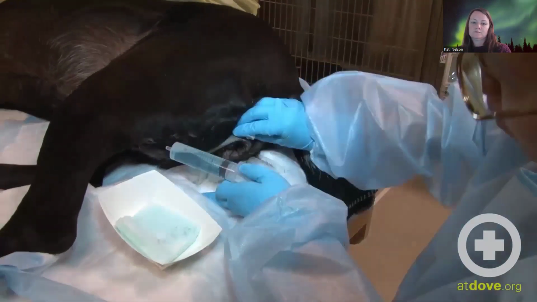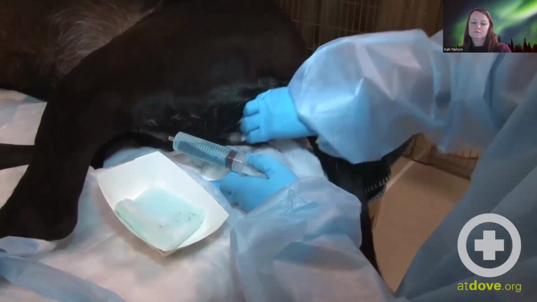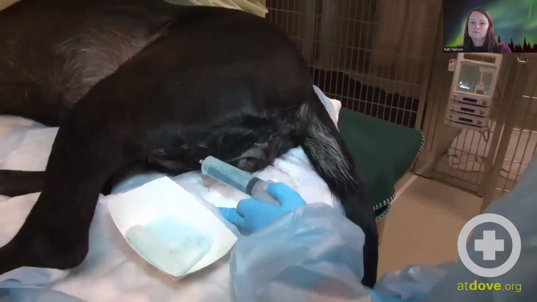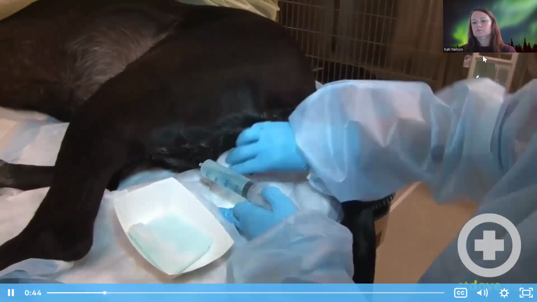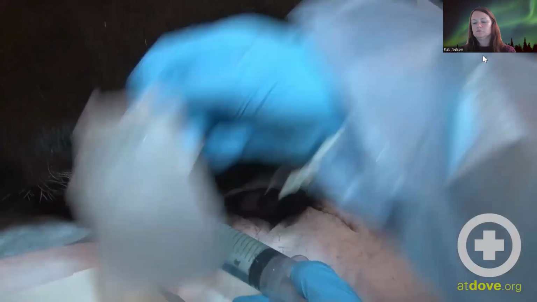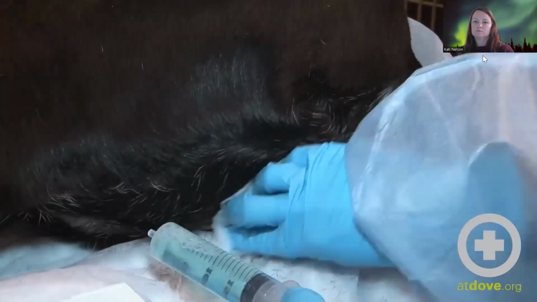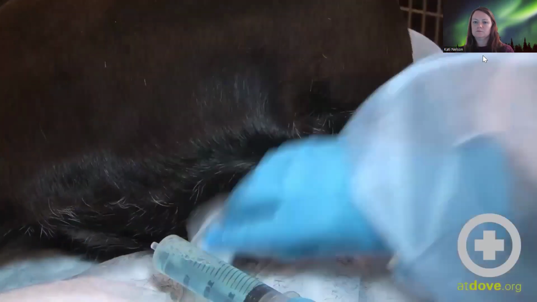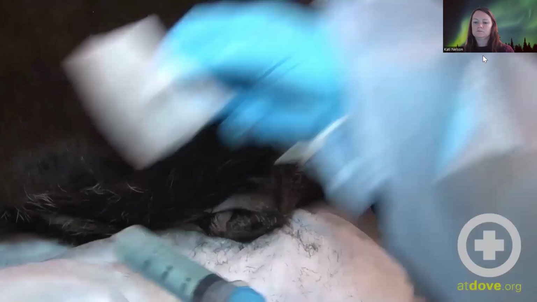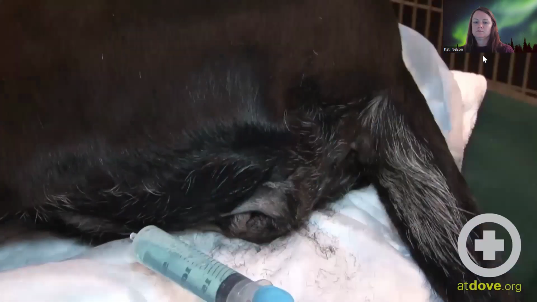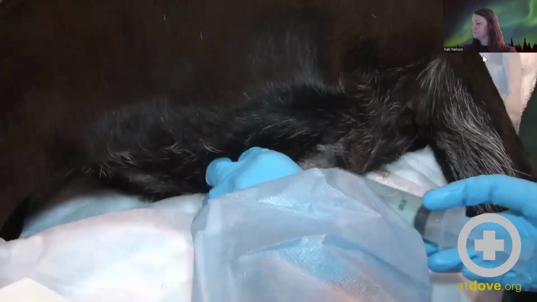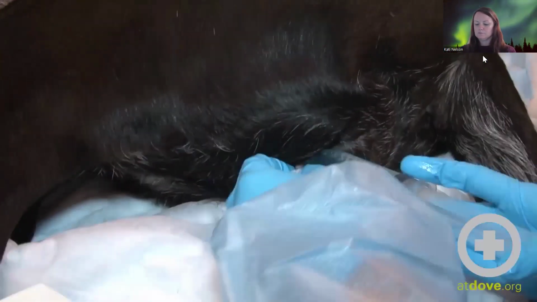And so we're going to prep this patient's vulva in preparation to place a urinary catheter. We just want to use a dilute chlorhexidine scrub or solution. And then I'm going to flush her vaginal vault again with a dilute chlorhexidine solution.